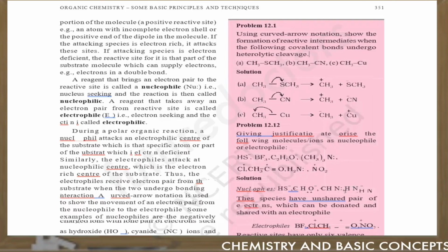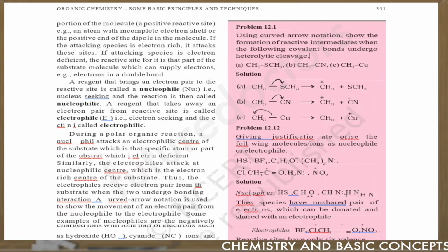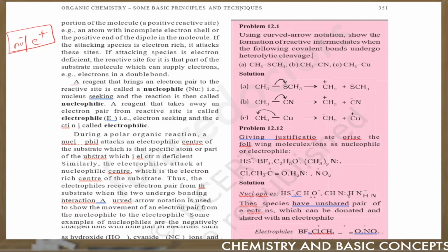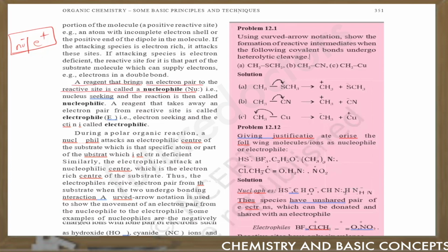Chapter 12, organic chemistry, principles and techniques. In the continuing session, what we're going to see is about the nucleophile and electrophile. Why is it significant? A reagent that brings the electron pair to the reactive site is the nucleophile. We will see later. Then the reagent that takes away an electron pair from the reactive site is the electrophile.